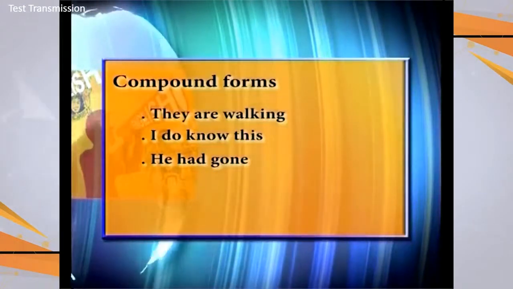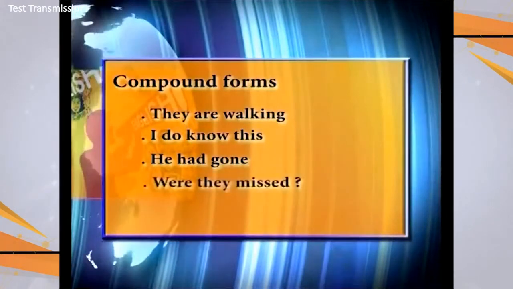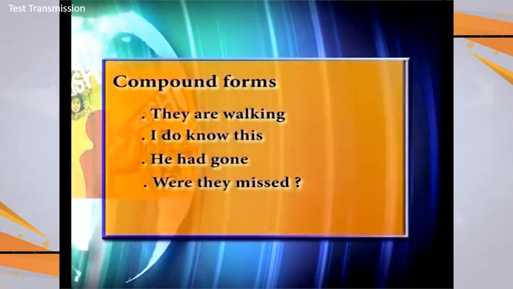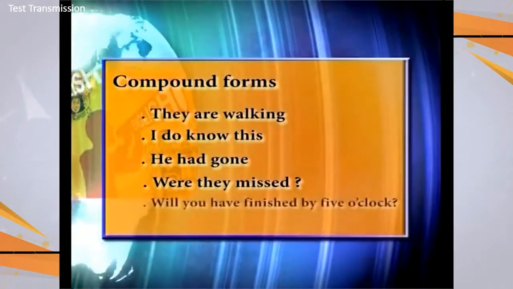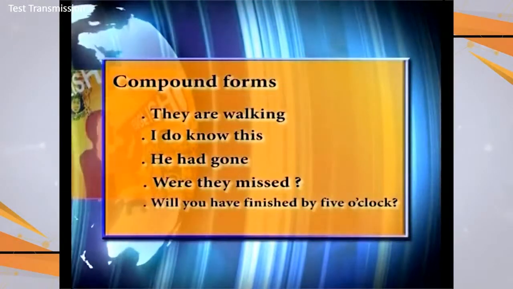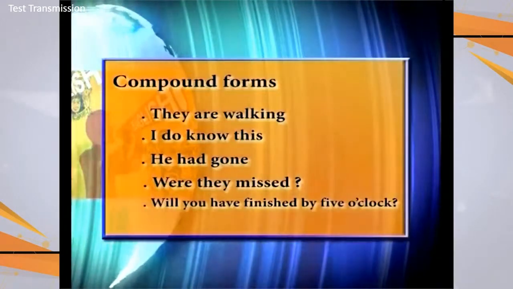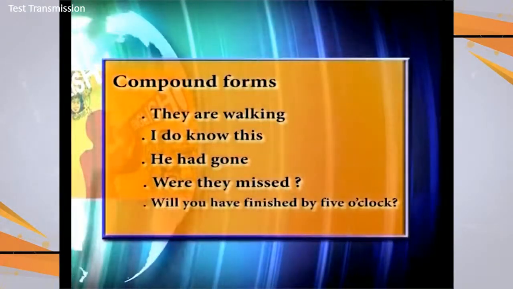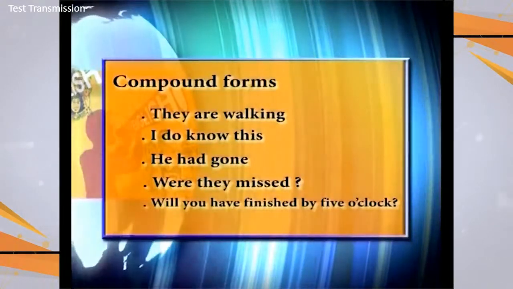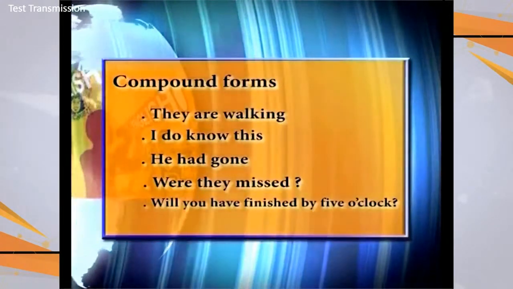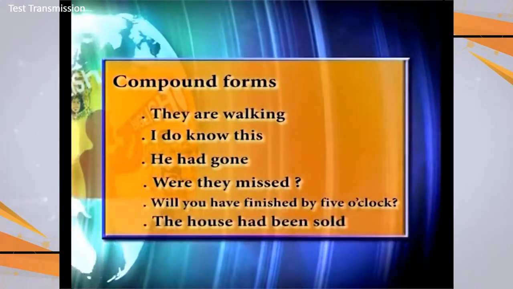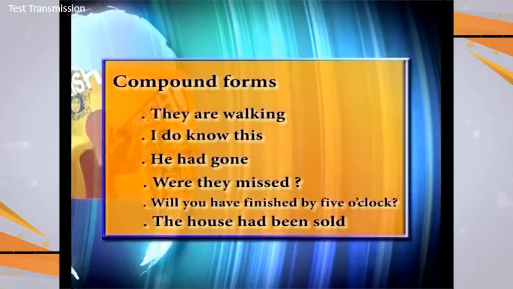He had gone. Here, had is being used with the verb go, that must be in the third form because of had. Were they missed? Again, were and missed, a question form. Because of were, it is in the third form. Will you have finished by 5 o'clock? This is interesting. Will have finished is about the future, but future perfect, something that will be completed by some particular time in the future.